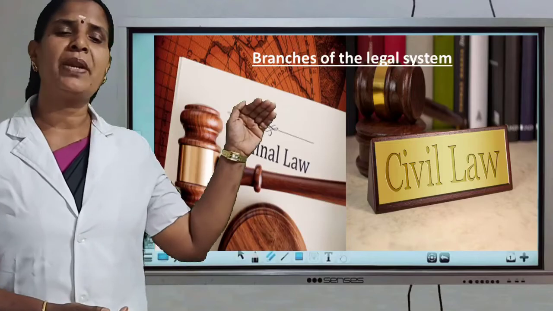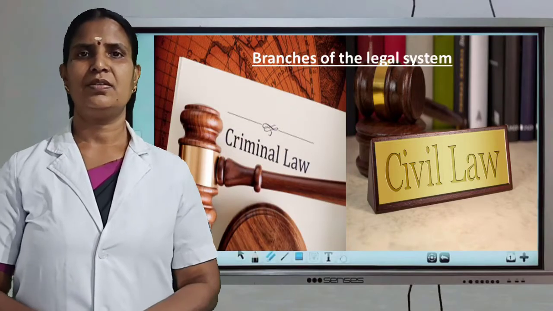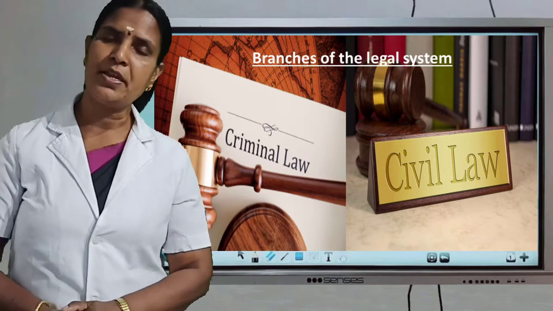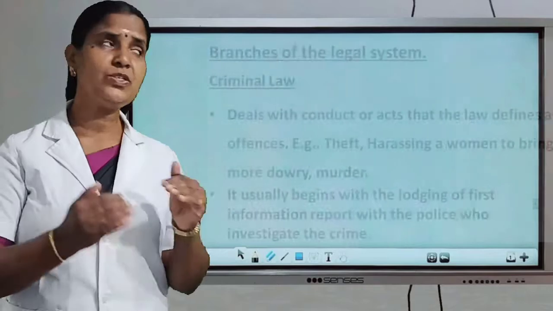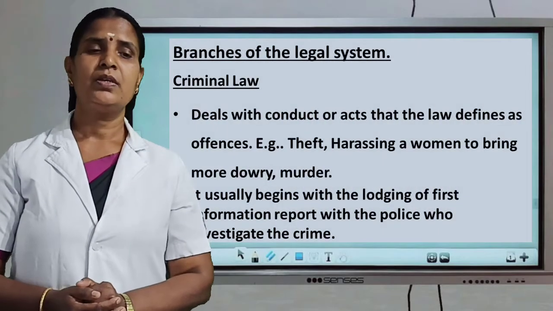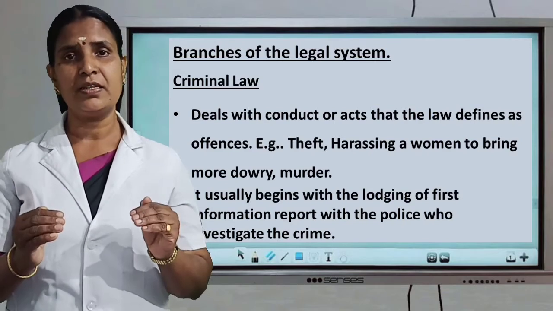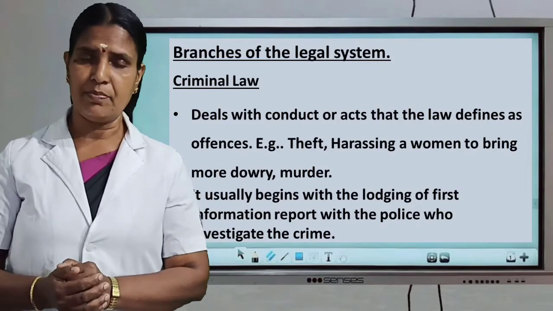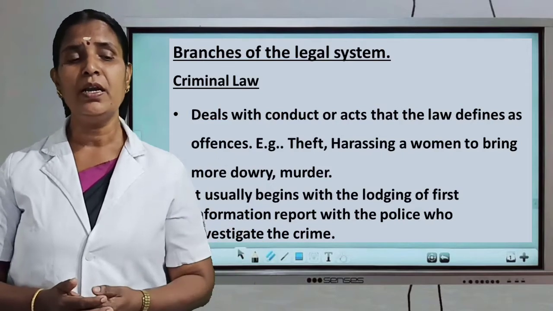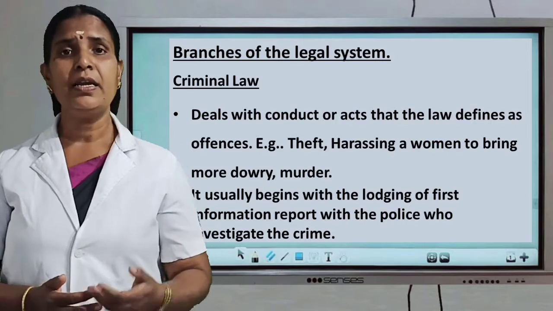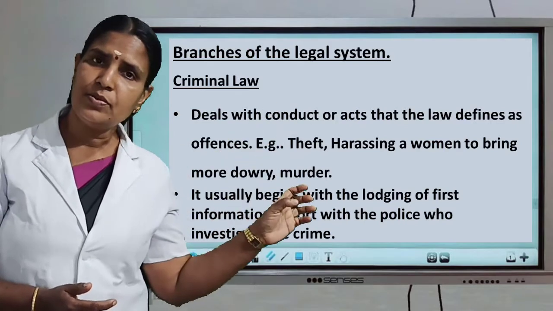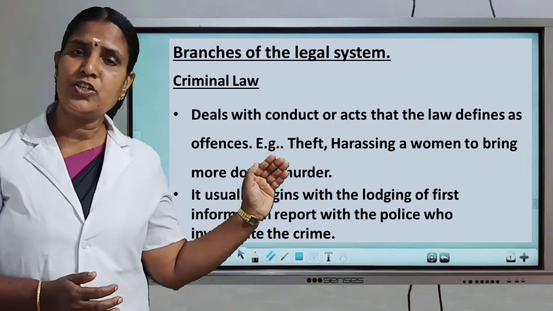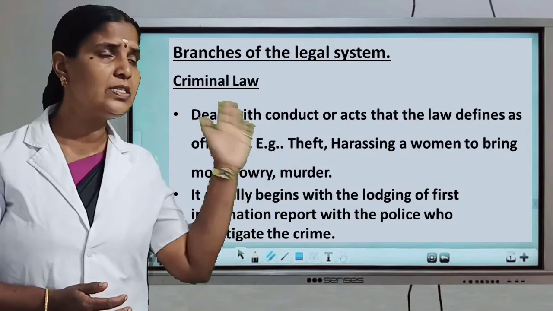First of all, what are the branches of the legal system? See this picture. Criminal law and civil law. These are the two main branches of the legal system. First we will discuss criminal law. Criminal law deals with conduct or acts that the law defines as offences. For example, theft, harassing a woman to bring more dowry, or murder. These cases come under which law? The criminal law. It is one of the branches of law and it deals with conduct or acts that the law defines as offences.